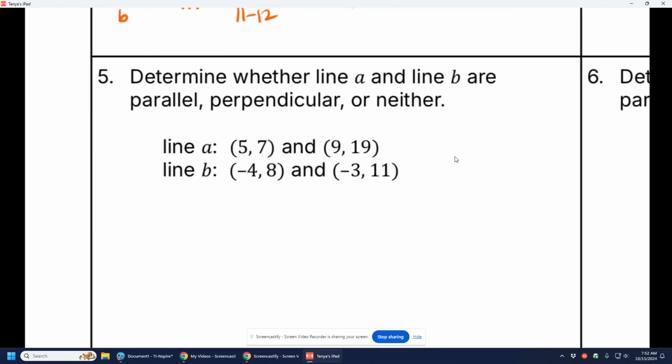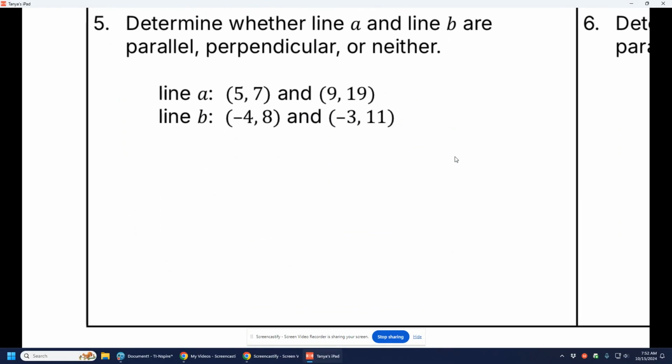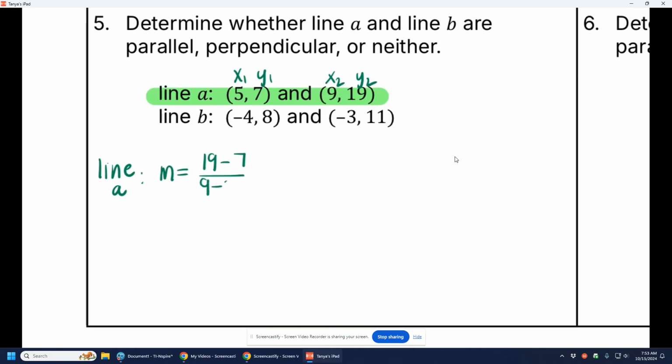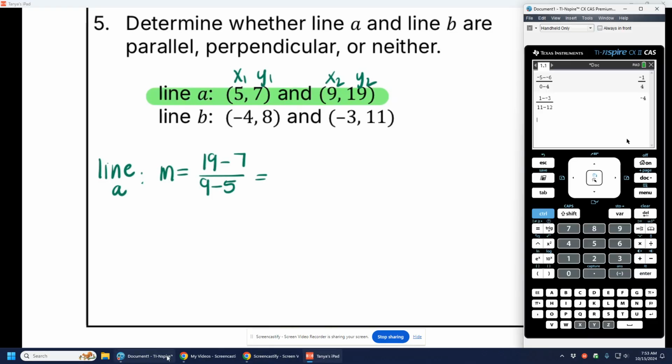Okay, number 5, I have another example really similar to that, just different numbers. Okay, so let's start with line A. x1, y1, x2, y2. So the slope of line A would be 19 minus 7 over 9 minus 5. Let me pull up my calculator again.